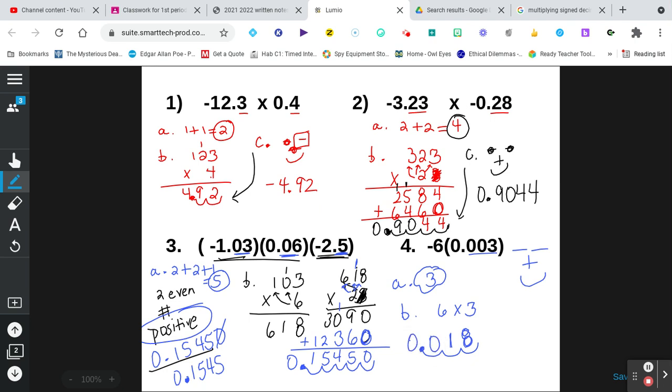And let's look at the sign. Negative 6 and positive 3 thousandths leaves me with a negative. So number 4 is negative 18 thousandths, guys. And that's all you do.